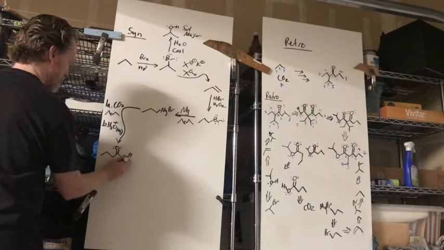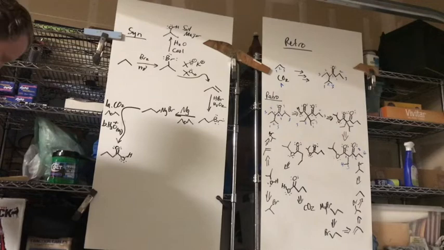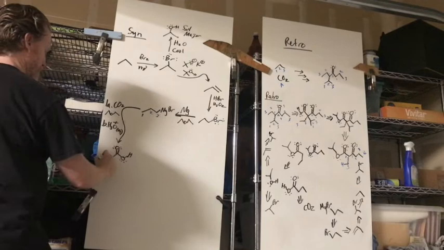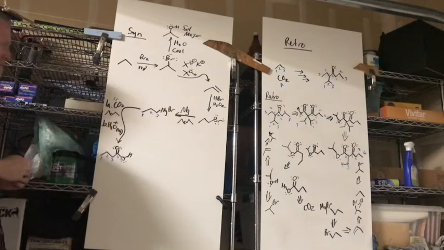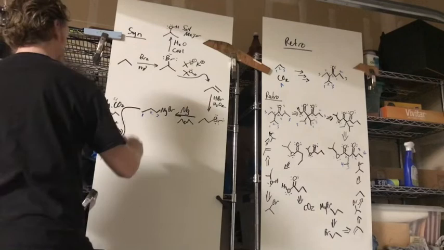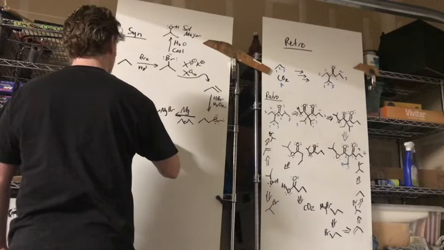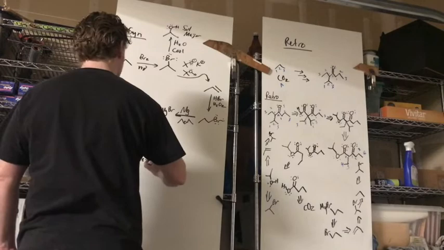Let me count this out, make sure we're doing this right. I have 1, 2, 3 carbons. Now I have 1, 2, 3, 4. I added a fourth one with the carbon dioxide. And I need an ester. So I have my alcohol up here. I'll add that alcohol, the isopropyl alcohol, some acid, heat it up. Just like you did for the banana oil synthesis.